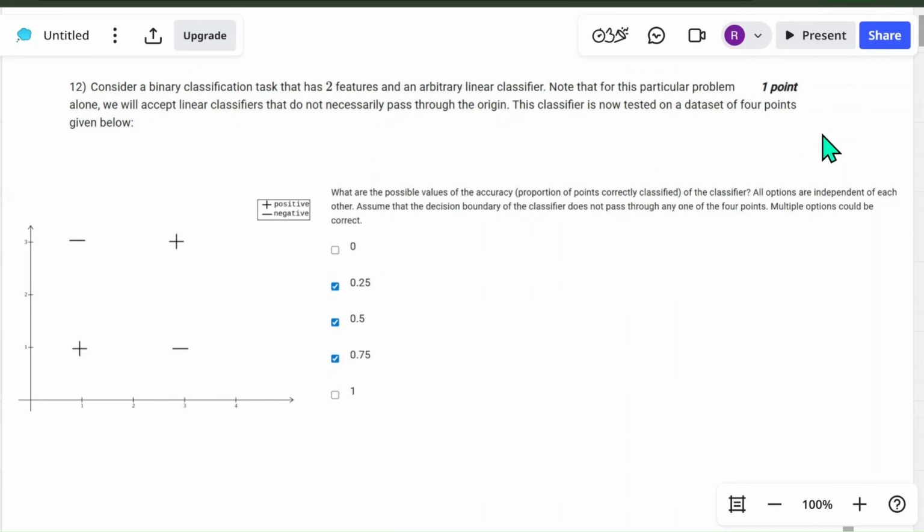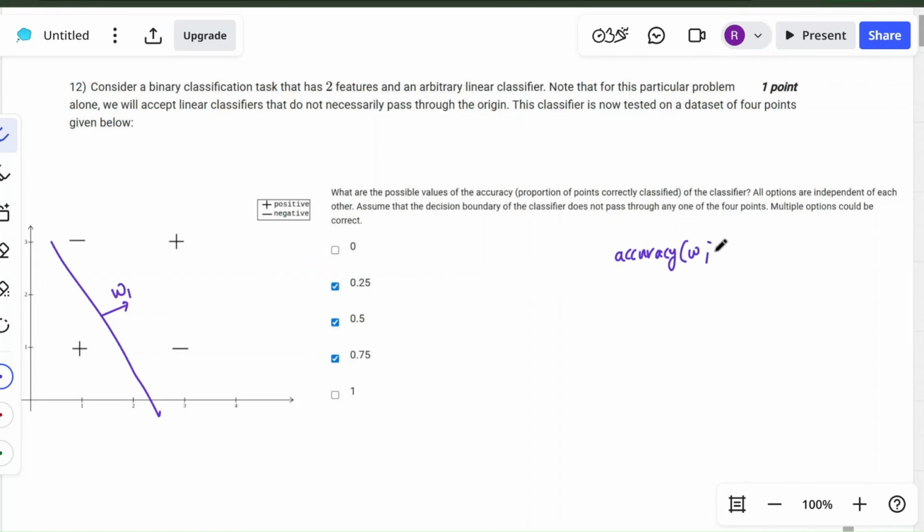Alright, so here we have a very interesting but easy question. We have these data points, and the question says, what are the possible accuracy values? Let me draw a random line here, where my W is this. Let me call it W1. So what will be the accuracy of W1?